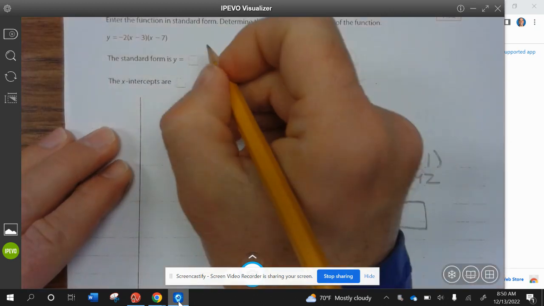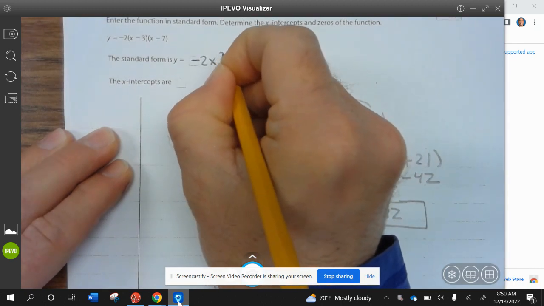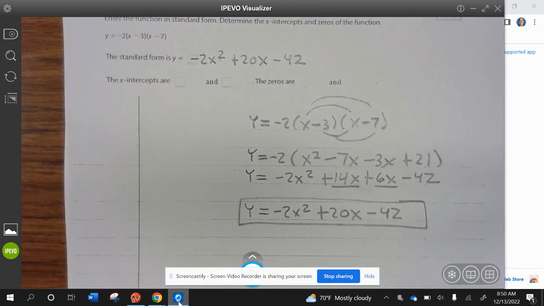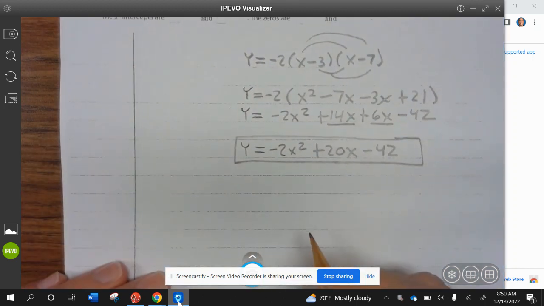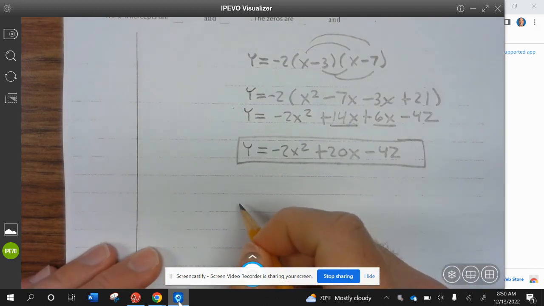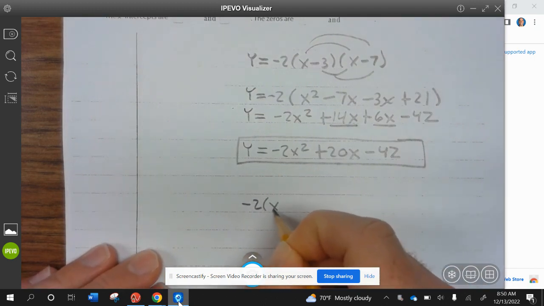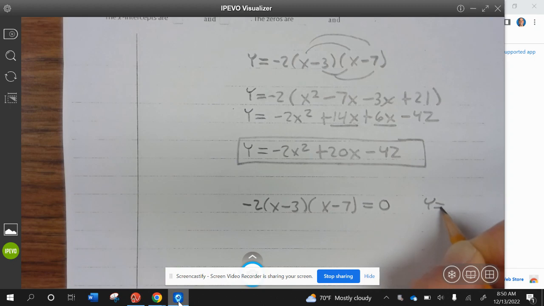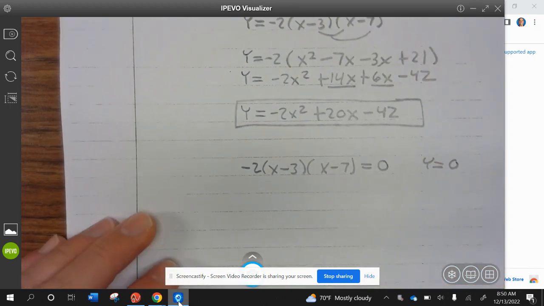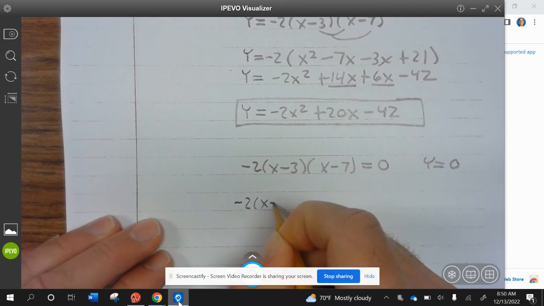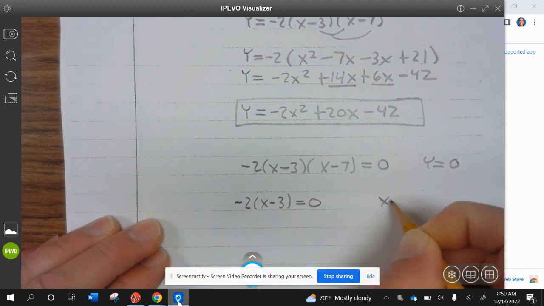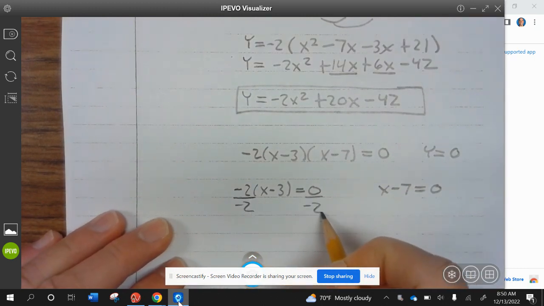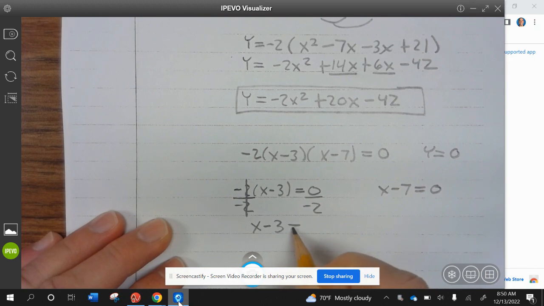All right, so the standard form is y equals negative 2x squared plus 20x minus 42. Now let's find the x-intercepts, okay? So to find the x-intercepts, we're going to set negative 2 times (x minus 3) times (x minus 7) equal to 0. That means that we're saying that y equals 0. So we have negative 2 times (x minus 3) equal to 0 and x minus 7 equal to 0. Divide both sides by negative 2. That becomes 1. You get x minus 3 equal to 0.